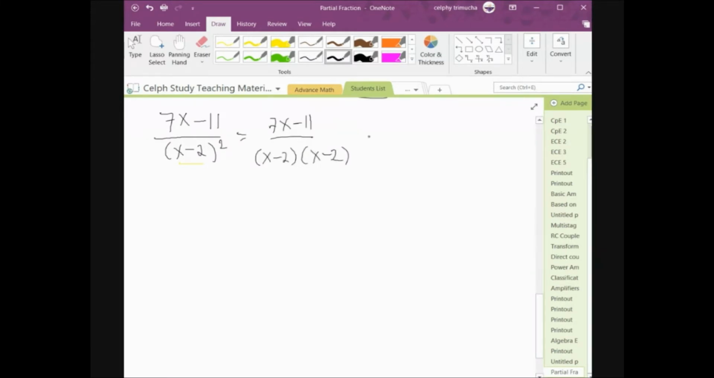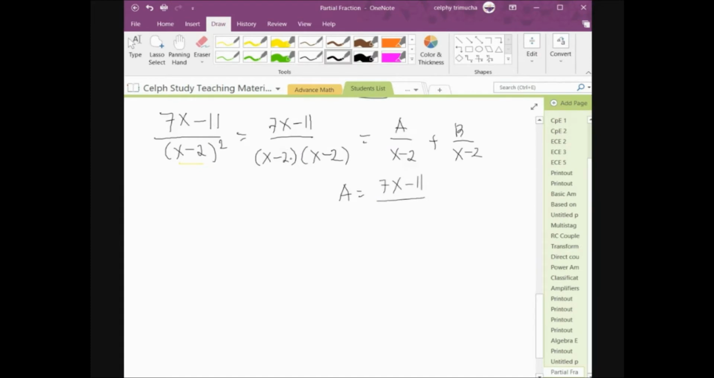So next, we have a all over x minus 2 plus b all over x minus 2. That is what we did earlier. But take note that if we perform the operation, we cover one term. If I cover x minus 2, I cover it here. For the values of A, we have 7x minus 11 all over.